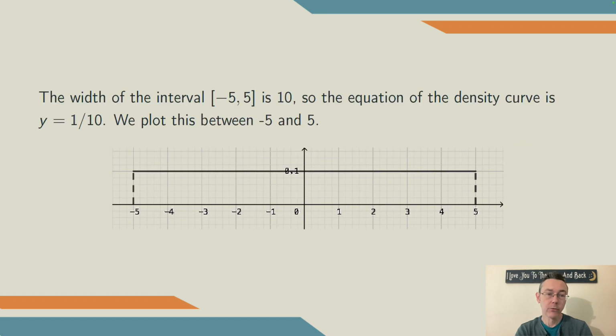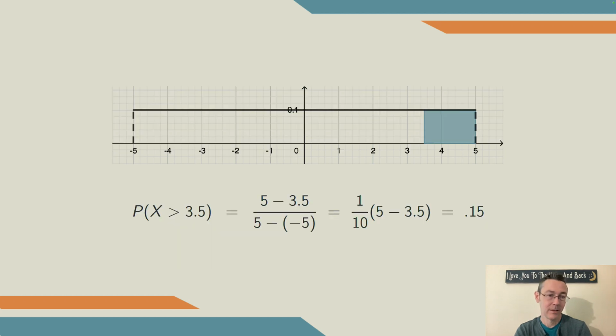So the width of the interval here is 10. When you go from -5 to 5, you have a width of 10. So the equation of the density curve has to be y equals 1/10. So I'm plotting the function y equals 1/10 on the interval from -5 to 5 to get this graph.